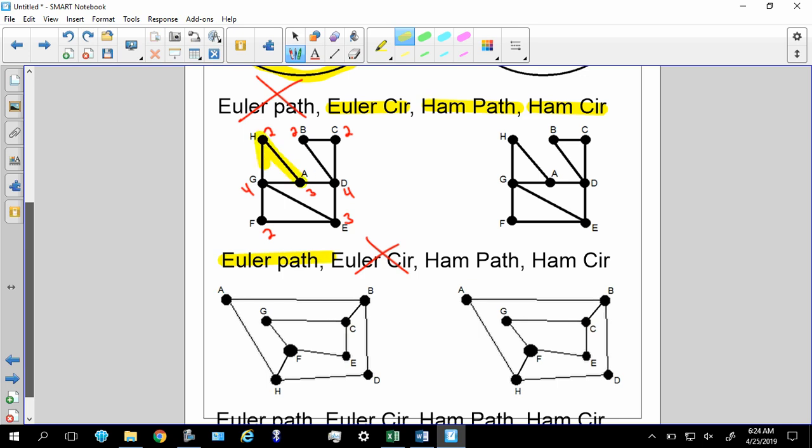So if I was to do this real quick, okay, I get a little crazy there. Hold on. There we go. There's my Euler path.